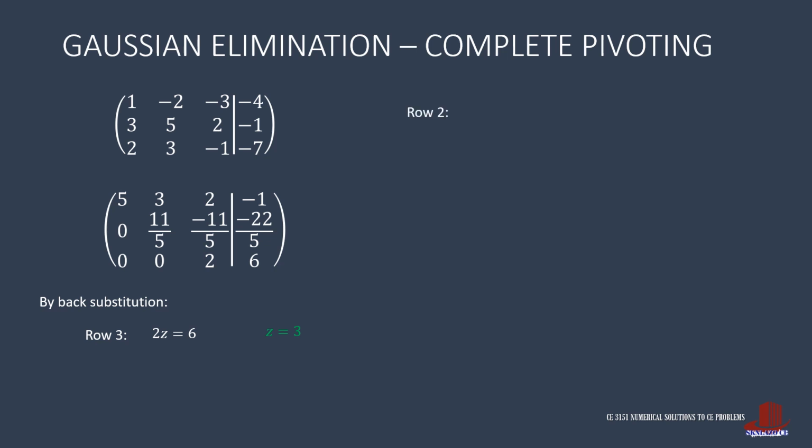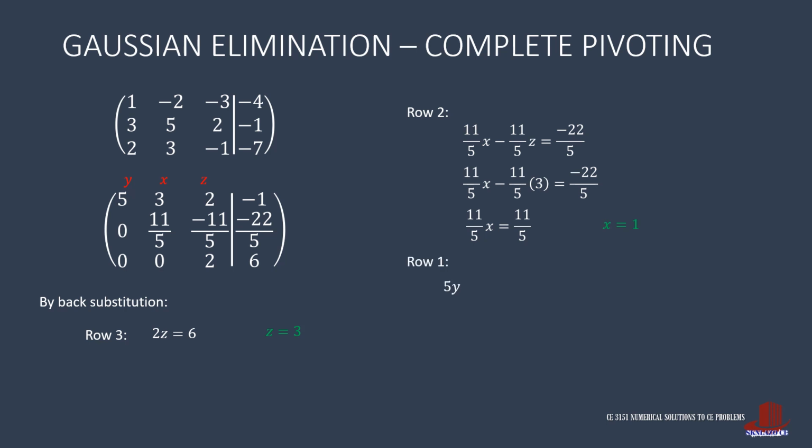Move up to the second row and don't forget that the arrangement of variables has already been changed. Now we have 11/5 of x minus 11/5 of z as equal to negative 22 over 5. We plug z as 3 and get 11/5 of x minus 11/5 of 3 as equal to negative 22 upon 5. This is simplified as 11/5 of x as equal to 11/5, so x is just 1.